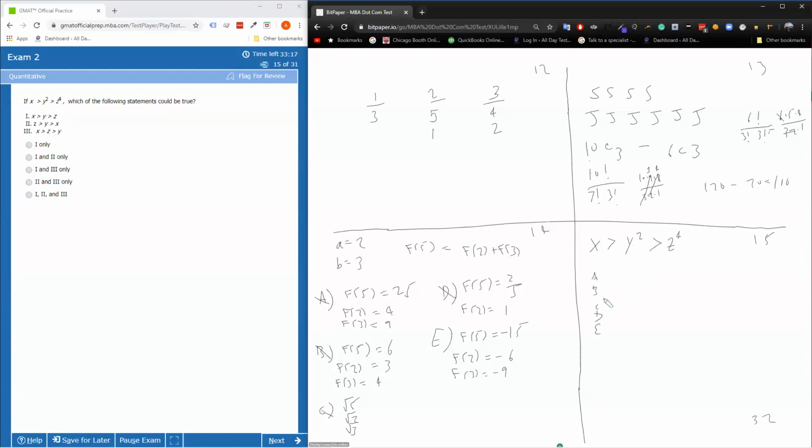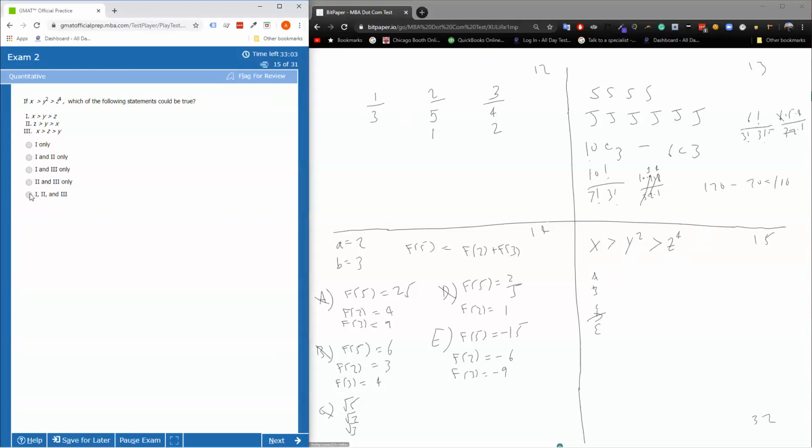So anything without it, only D, of course. Can z be greater than y, which is greater than x? I don't know. I don't want to think of this. These questions are sort of time suckers. I'm actually going to guess and save this time.